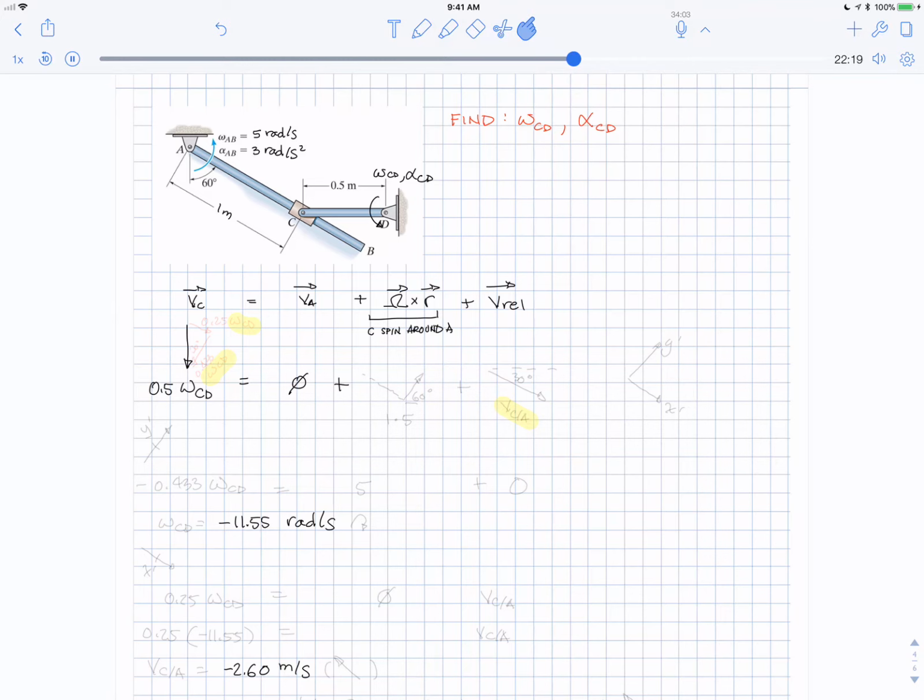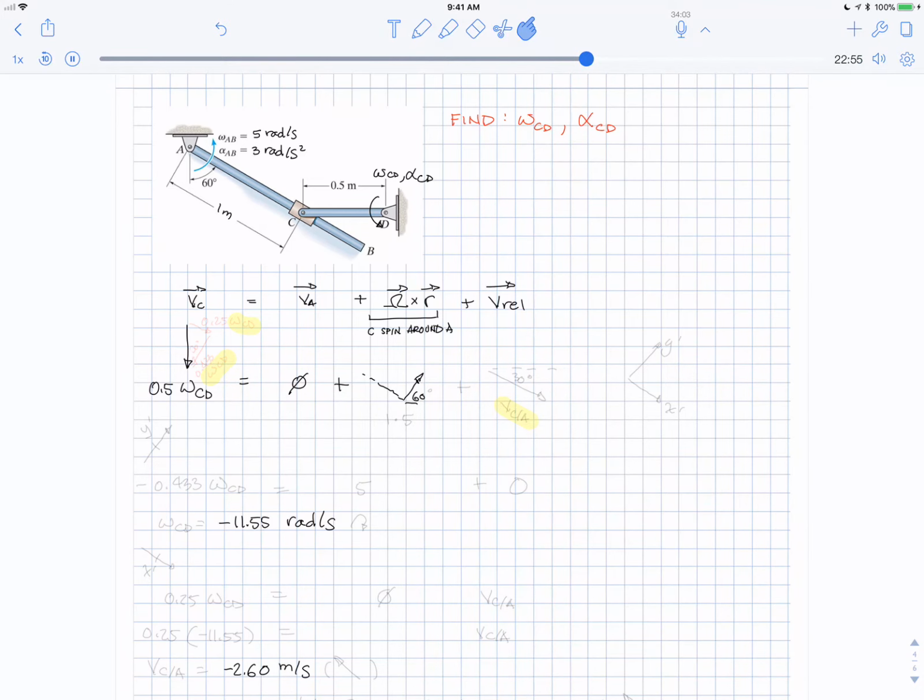Plus C spinning around A. And so we're given that the omega of bar AB is 5 radians per second and an arm of 1 meter. So draw that in dotted. It's going to be going this way, perpendicular to that arm, which is 30 degrees below horizontal, so that makes this 60 degrees. And that value again is going to be R 1 times omega 5.